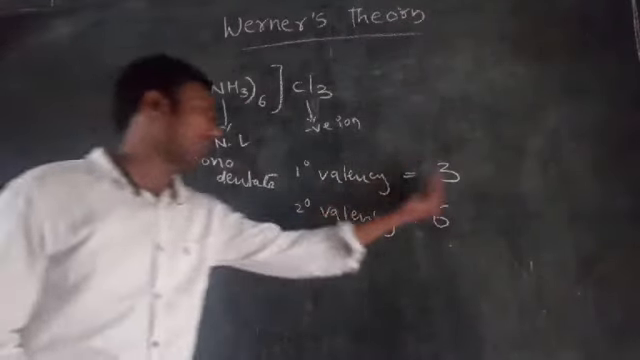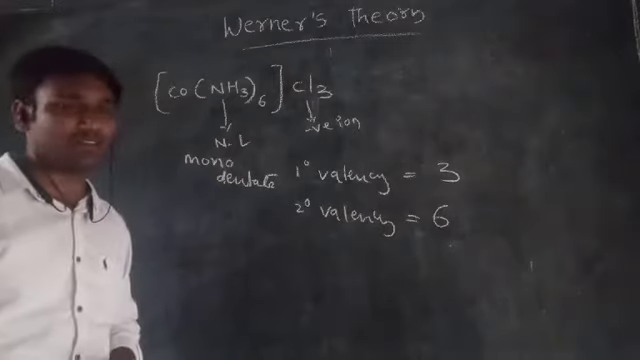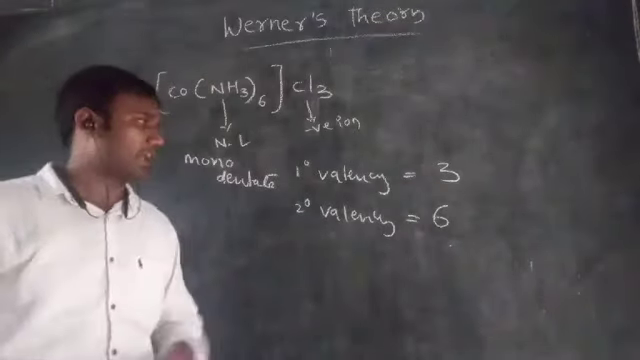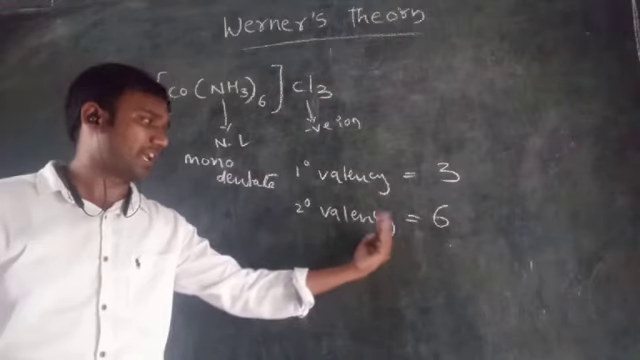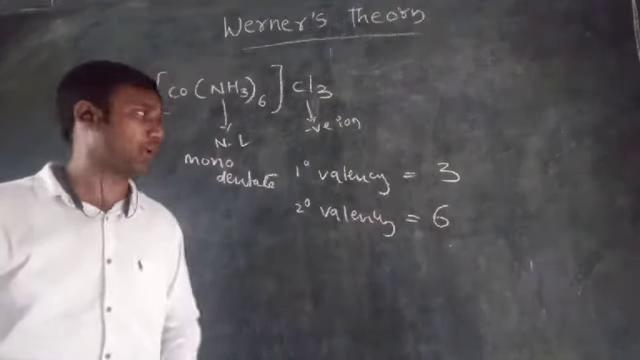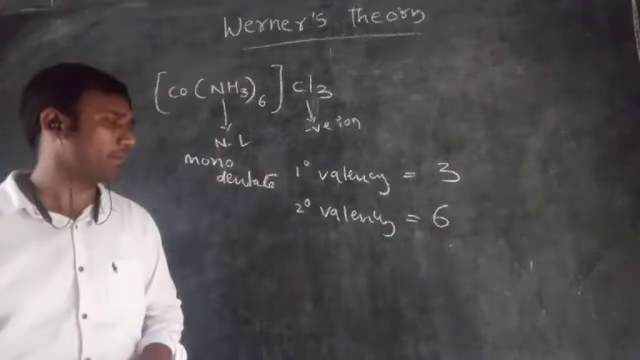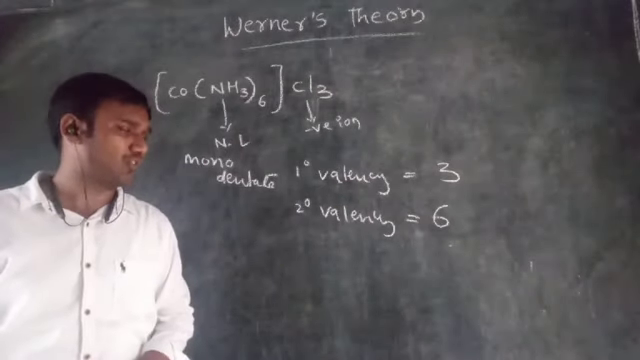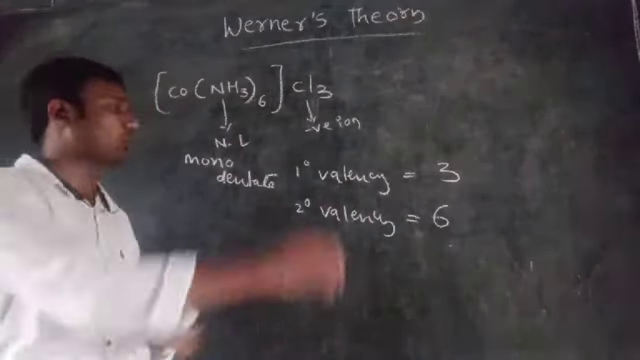So this has a primary valency of 3 and a secondary valency of 6. I said that primary valency is satisfied by the negative ion, and secondary valency is satisfied by the negative ion and at the same time the neutral molecule. Here it is satisfied by the neutral molecule. Primary valence we show with a dotted line, and secondary valence we show with a thick line. So how do we have to show that?